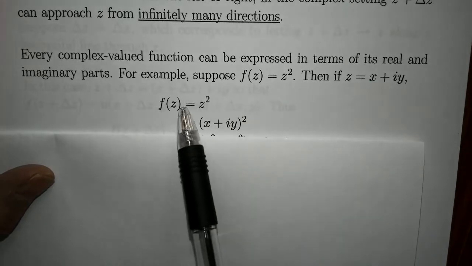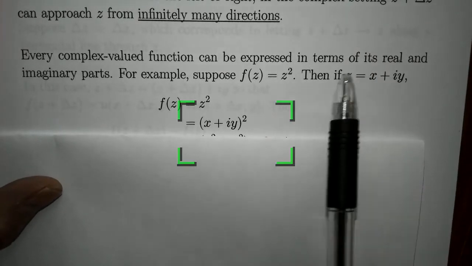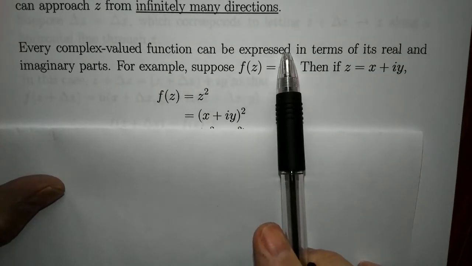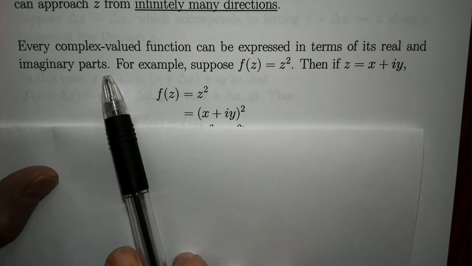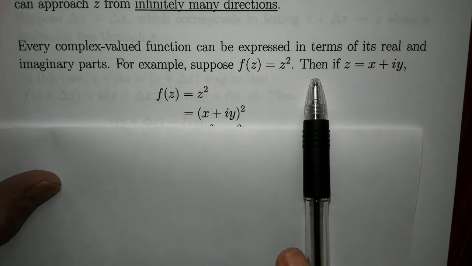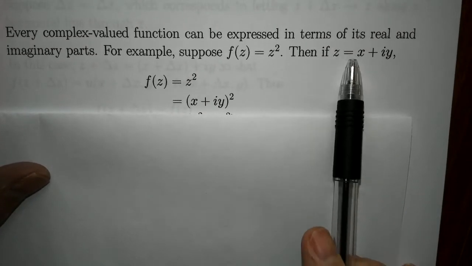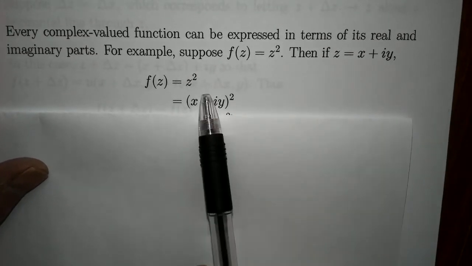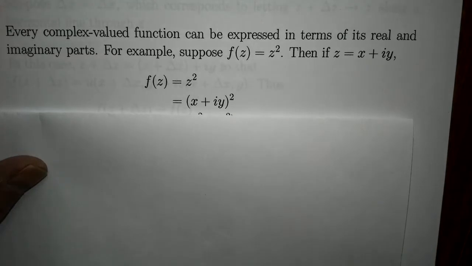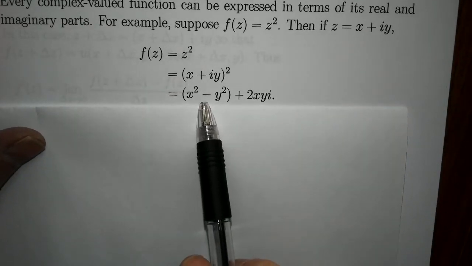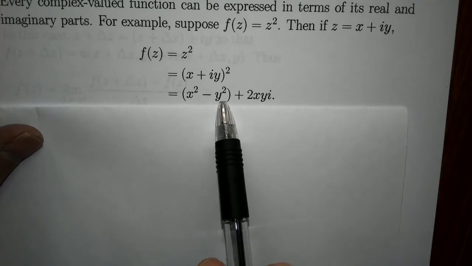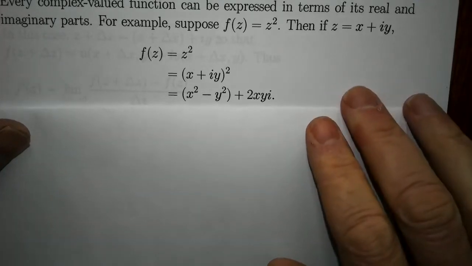But let's just look at a property of complex functions in general. Every complex function can be expressed in terms of its real and imaginary parts. For example, suppose f of z is z squared, then if z is equal to x plus iy, f of z is (x plus iy) squared. And if we expand that, we would get x squared minus y squared plus 2xy times i.